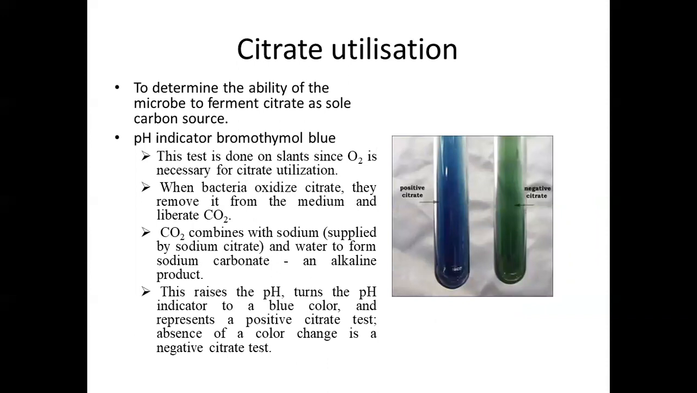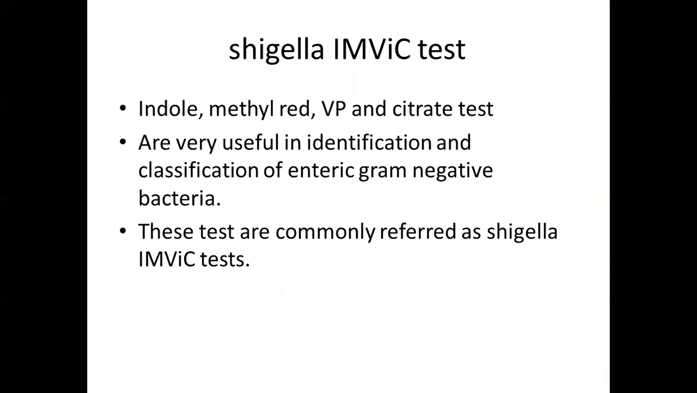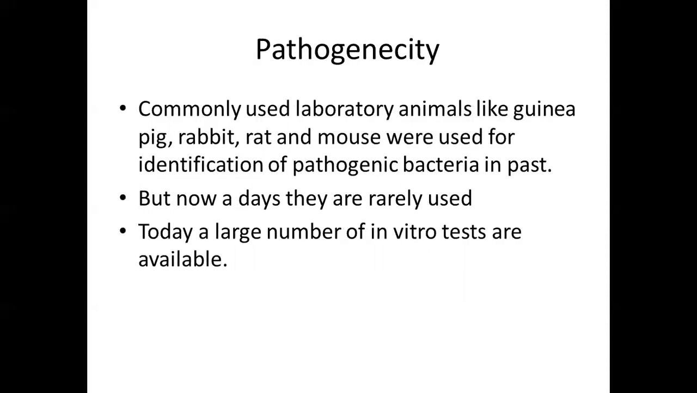Then citrate utilization, to determine the ability of a microbe to use citrate as the sole carbon source. The pH indicator is bromothymol blue. The next is the IMViC test, which is nothing but the indole, methyl red, VP and citrate tests. These are all done together. They are very useful in identifying and classifying enteric gram-negative bacteria. This is the IMViC test.